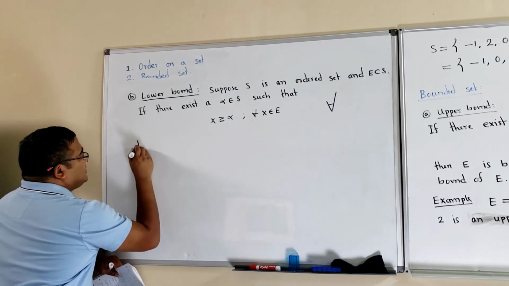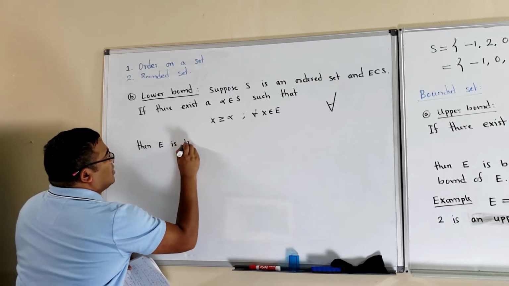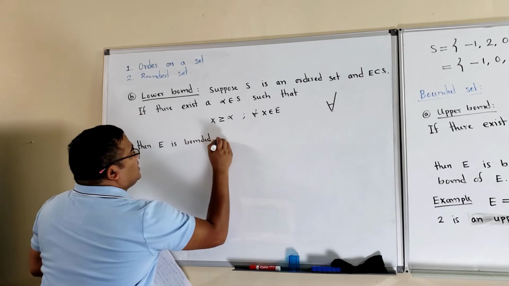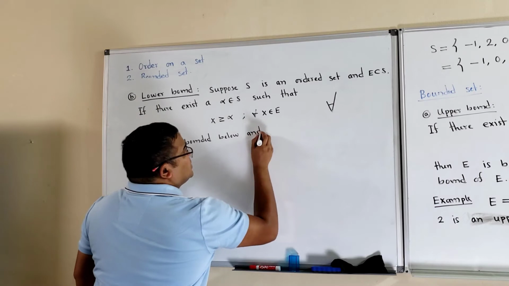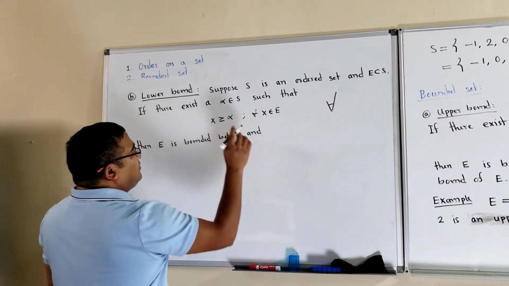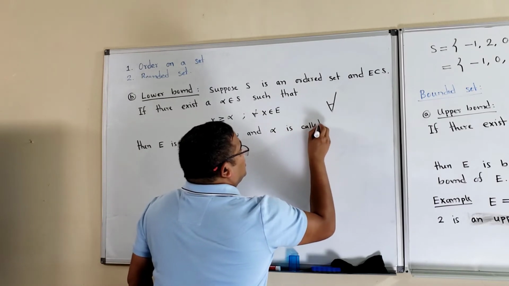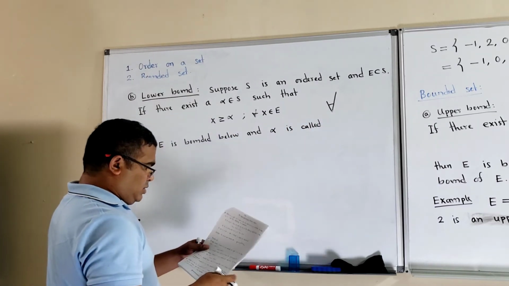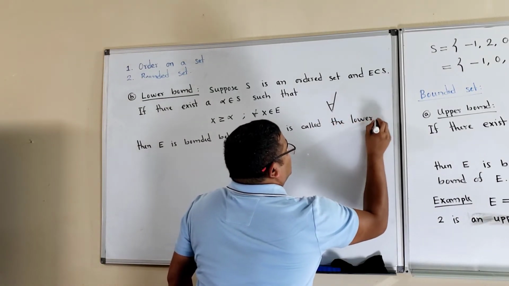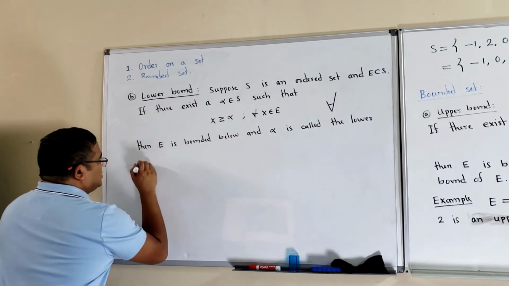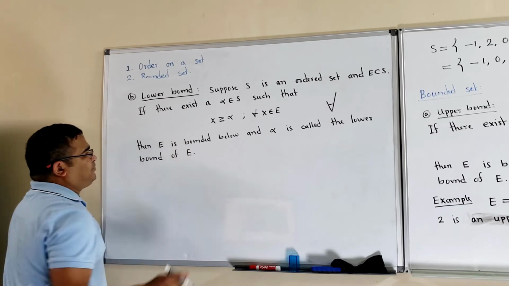So then E is bounded below, and this alpha is called the lower bound of the set E.